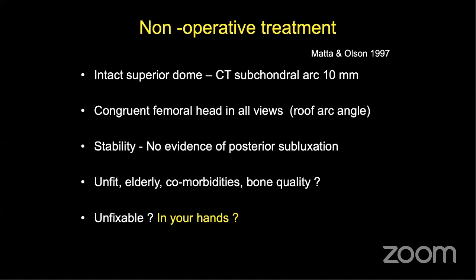If the patient is very elderly, unfit, with multiple medical comorbidities, a very comminuted fracture, and very poor bone quality, where fixation is hazardous, you would try and treat that conservatively. And finally, if the fracture is unfixable, but it may be unfixable in your hands, someone else might be able to fix it properly. So that is a relative contraindication to surgery, or a relative indication for conservative treatment.